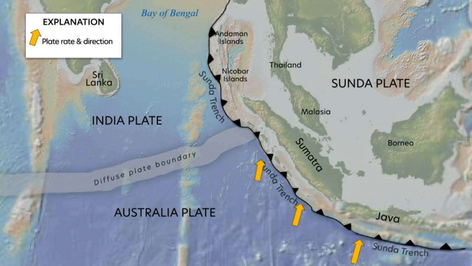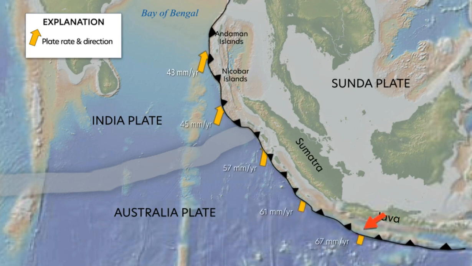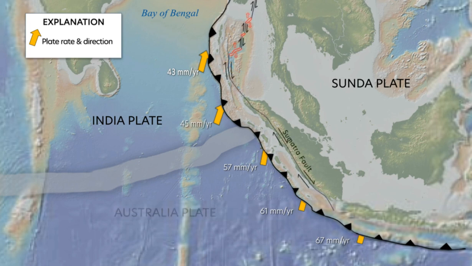subduction zones. At the Sunda Trench, the Australia and India plates subduct beneath the Sunda Plate. At the southern part of the Sunda Trench, Australia plate motion is perpendicular to the trench, but to the northwest becomes oblique to the trench. Farther north, India plate motion is highly oblique to the trench.